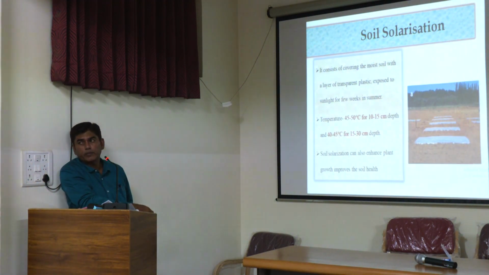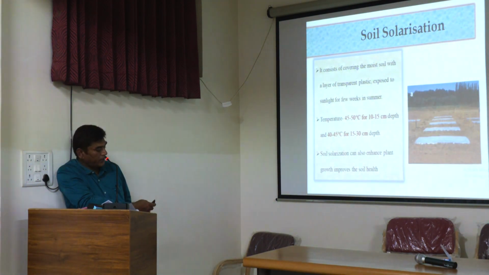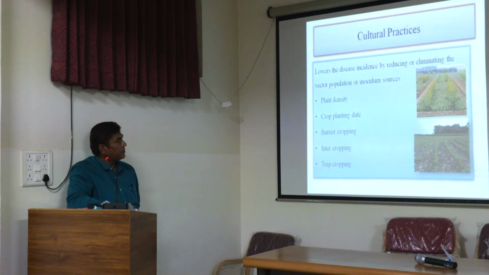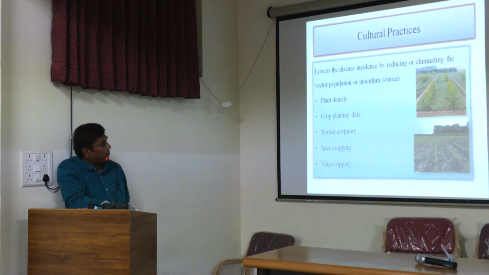Soil solarization is a very important management strategy in case of virus disease management. It raises the temperature to 45 to 50 degrees centigrade in the top 10 to 15 centimeters, and at 15 to 30 centimeter depth, the temperature again rises to 40 to 45 degrees centigrade. By this we can control some viral diseases. Cultural practices like plant density, crop planting date, barrier cropping, intercropping, and trap cropping are the important management strategies.